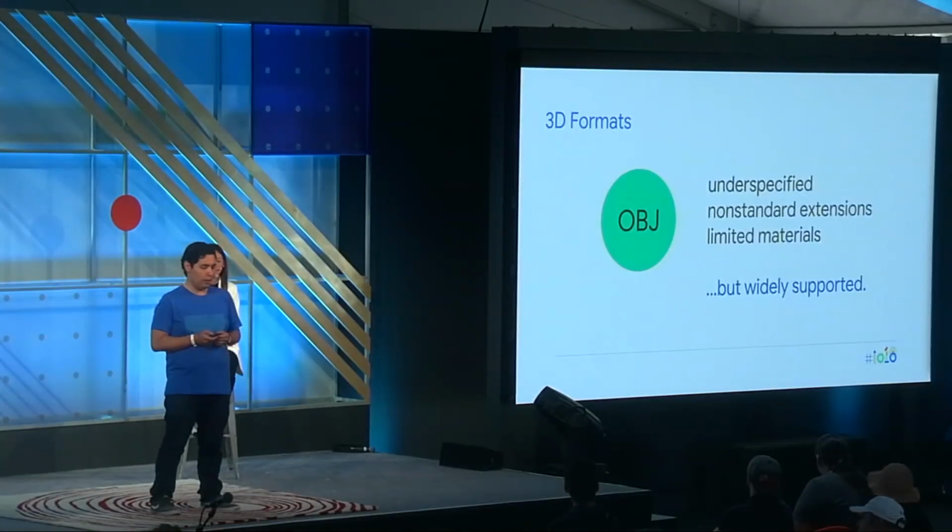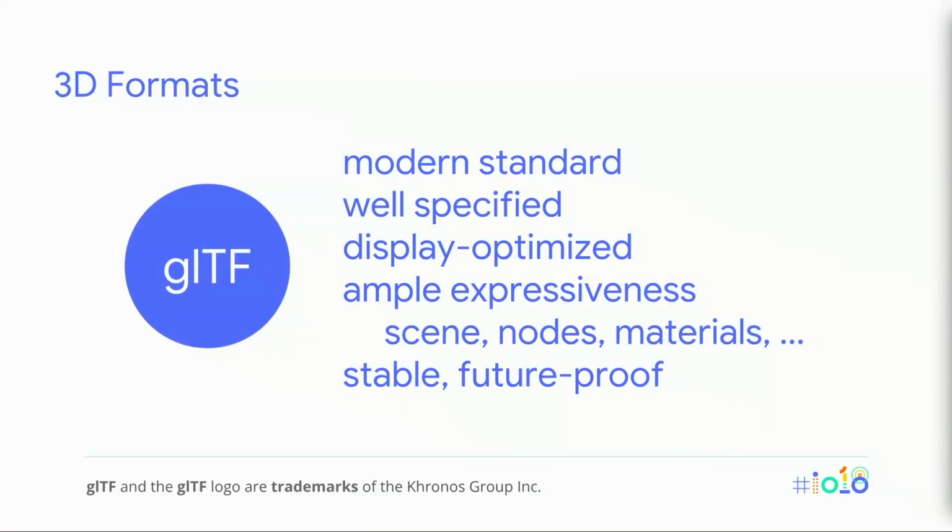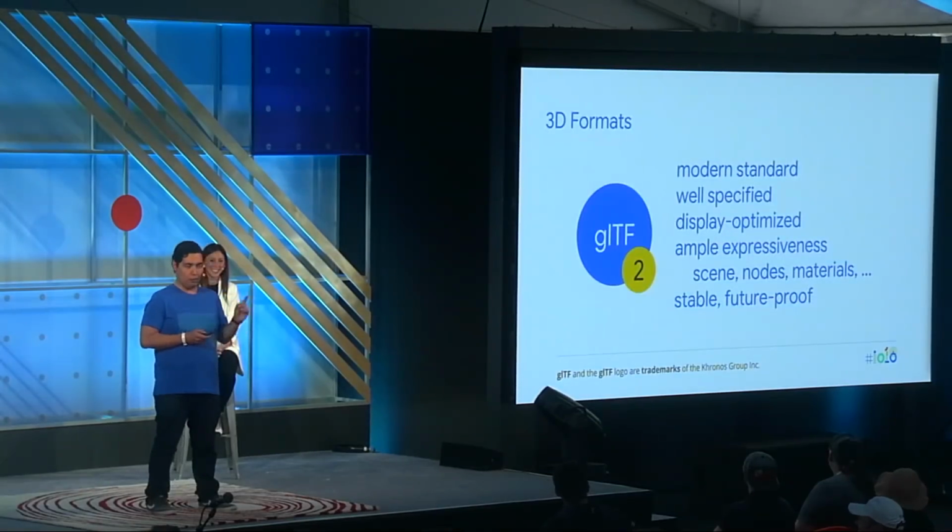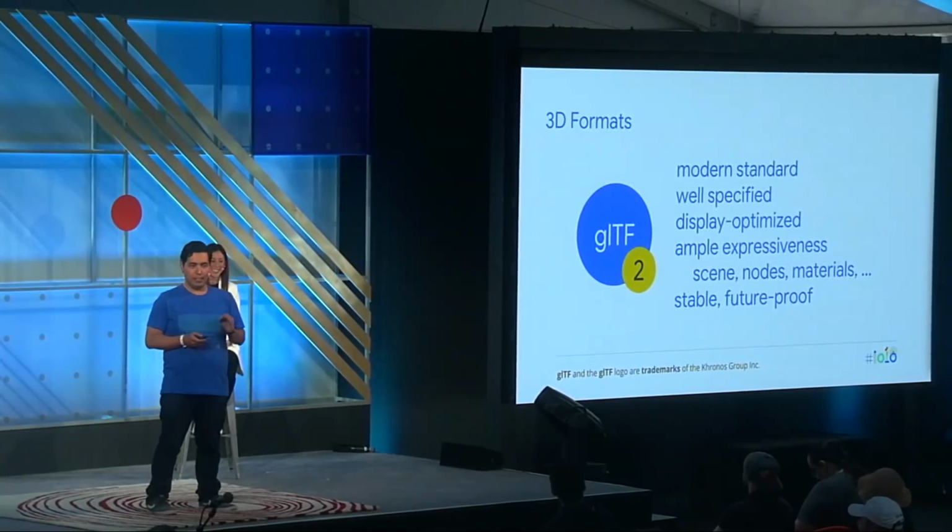Now, to be a little more modern, we have GLTF. GLTF is more modern. It's display optimized. It has ample expressiveness, so it can encode scenes, nodes, animations, materials. And best of all, it's a format that gets everything right. It's stable, it's future-proof, and it's unlikely to change in the near future. Just kidding, it's changed. However, GLTF2 gets everything right and is unlikely to change in the near future.